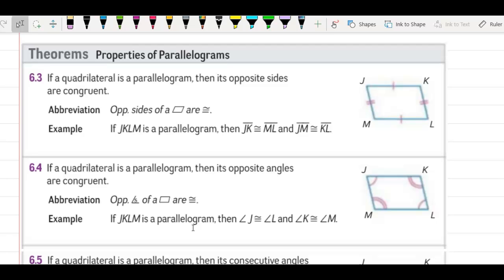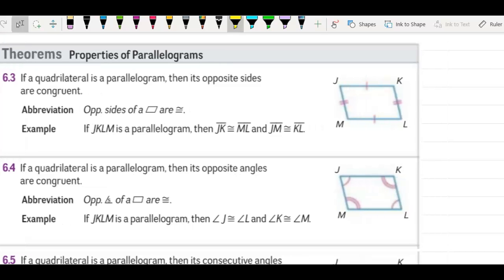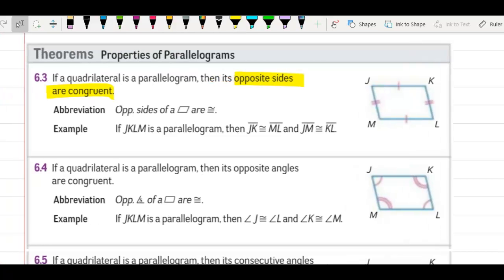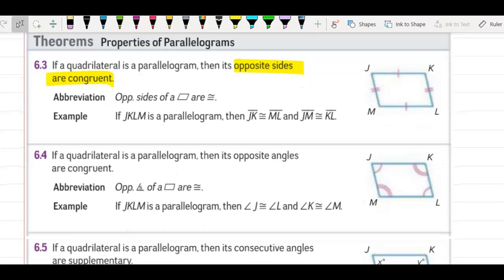All right, so properties of parallelograms. You know some parallelograms. A square is a parallelogram, a rectangle is a parallelogram, and a rhombus, if you know what that is, is another name for a diamond. One property is that the opposite sides are congruent. Just like in any rectangle or square, the opposite sides have the exact same length.